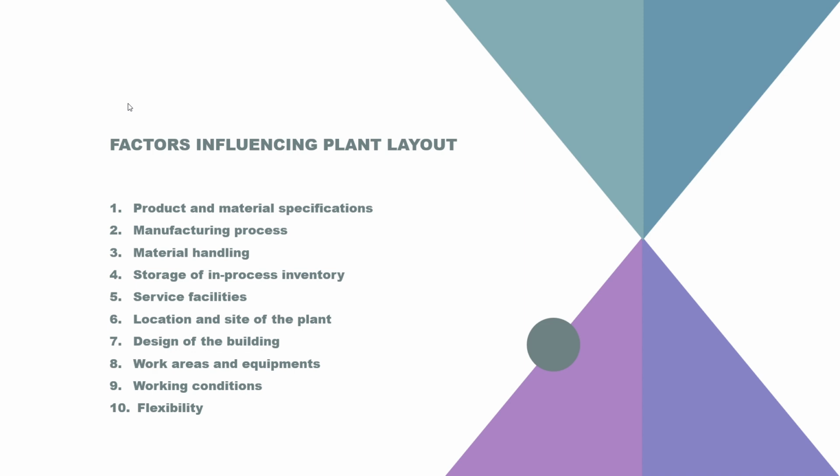Next one, manufacturing process. This is a very important factor to be considered while preparing a layout. It decides the flow of material, types of machines required and the material handling facilities required. Depending upon the size and weight of the machine and raw material, the work area required and the additional space required to store in-process inventory has to be decided.